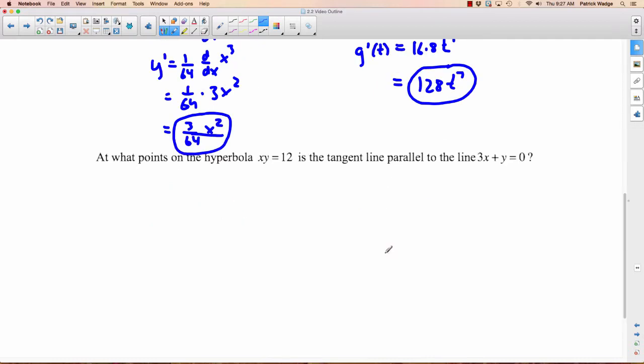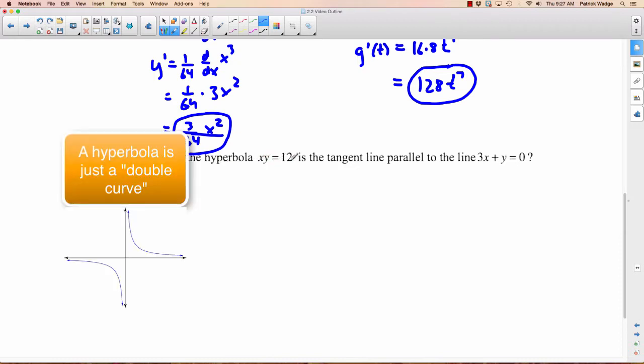All right, last question. At what points on the hyperbola xy equals 12 is the tangent line parallel to the line 3x plus y equals 0? Okay, we're getting complicated here, but this is a really common sort of question you get in calculus. So we're talking about two things here. We have the hyperbola, and here's the formula of it. We like our formulas to have y isolated, and that's very easy to do, isn't it? We'd have y equals 12 divided by x.